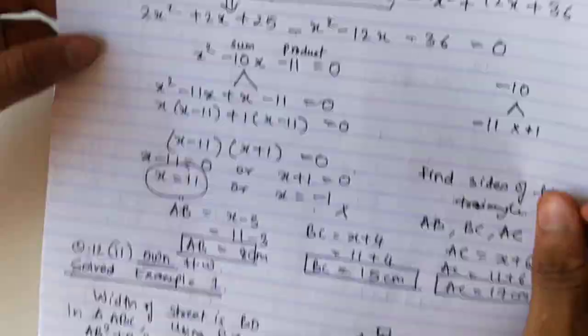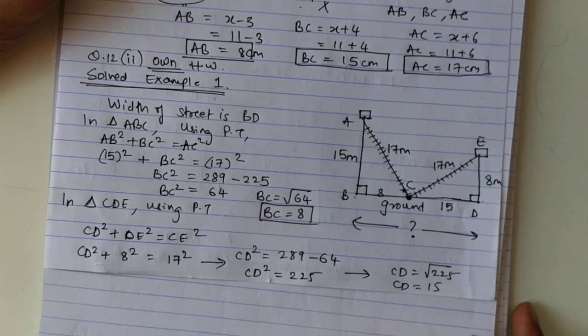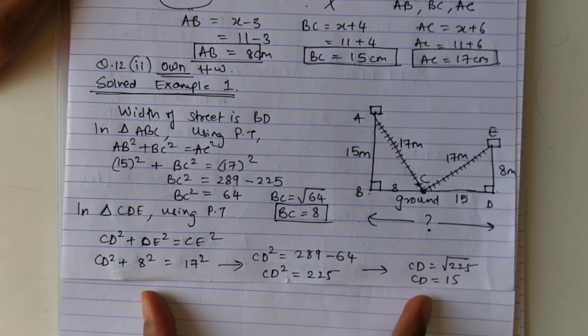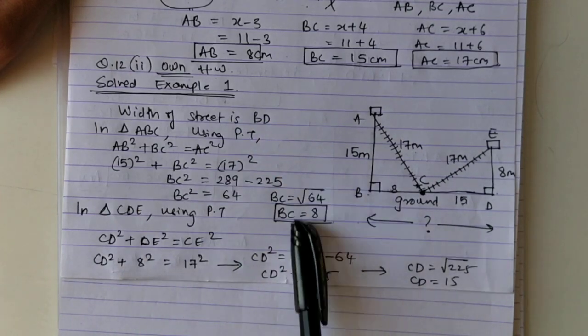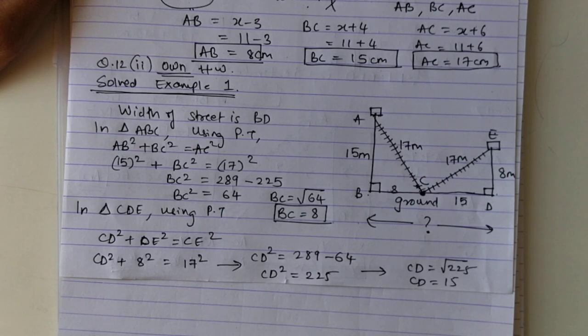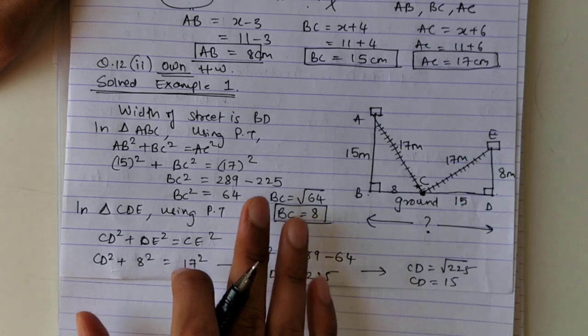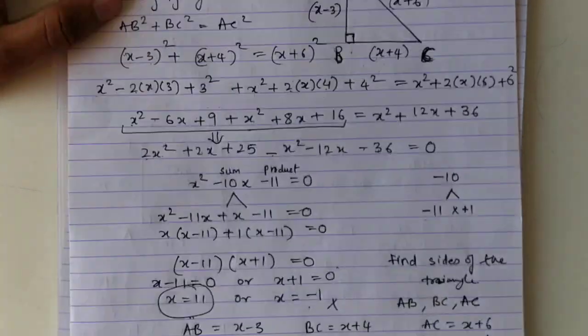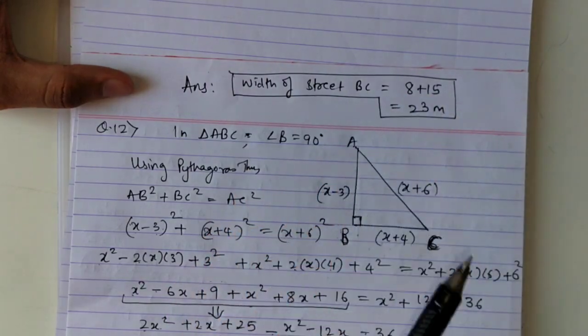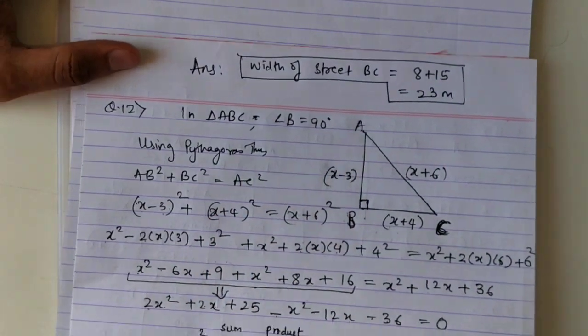I hope you have understood the sum. The solved example was very important, so I had to discuss it in the video. Copy it in this manner, or there is a solution in the textbook also. Because it is a solved example, it is done in the textbook. In the similar manner, you can copy that also. Final answer is important. You must write the final answer in statements. Width of the street is 23 meters. Okay.